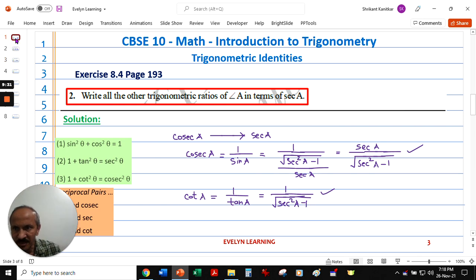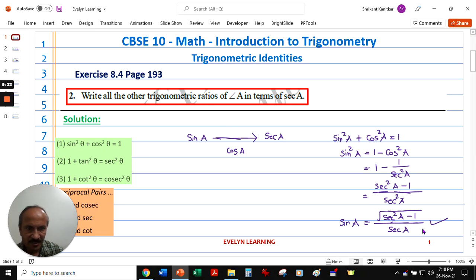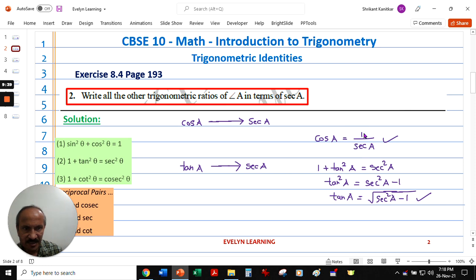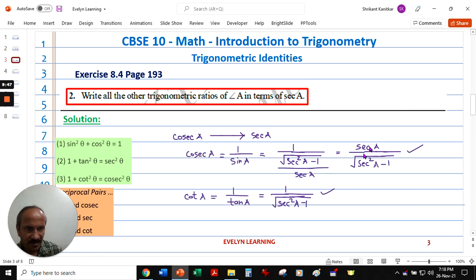So this is going to become 1 over, in place of sin A I am going to write the whole square root of secant square A minus 1 upon secant A. And you know that this is going to get inverted finally. So my answer for cosecant A in terms of secant A is coming as secant A divided by the whole square root of secant square A minus 1. My answer for cosecant A in terms of secant A.